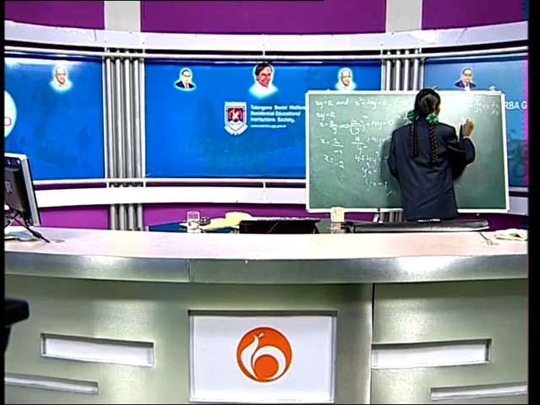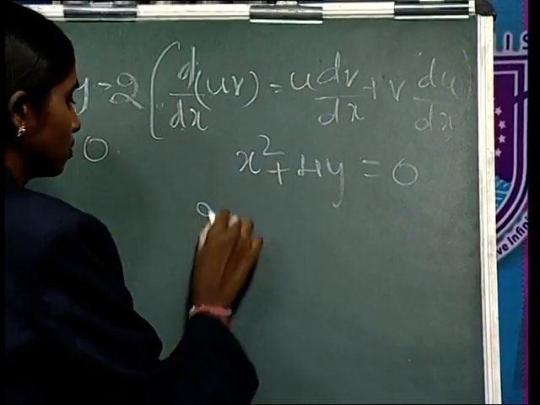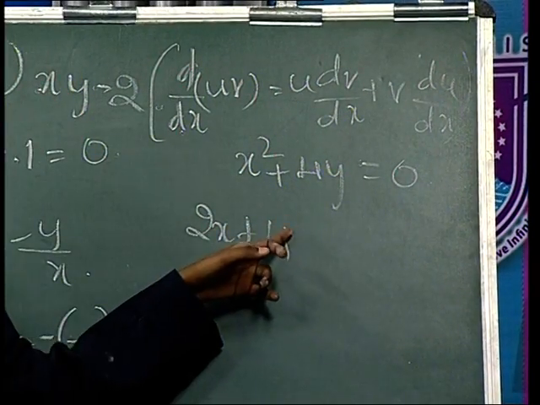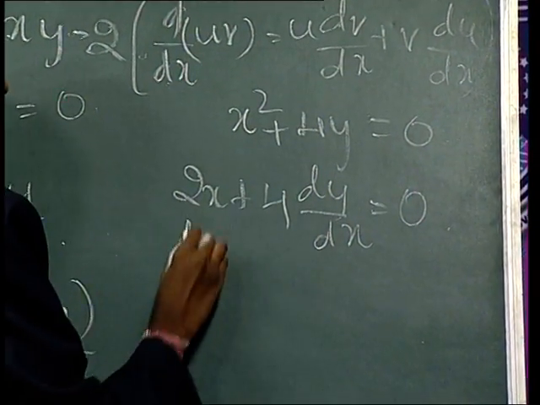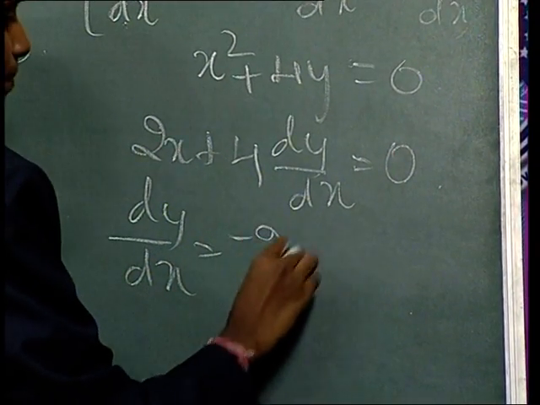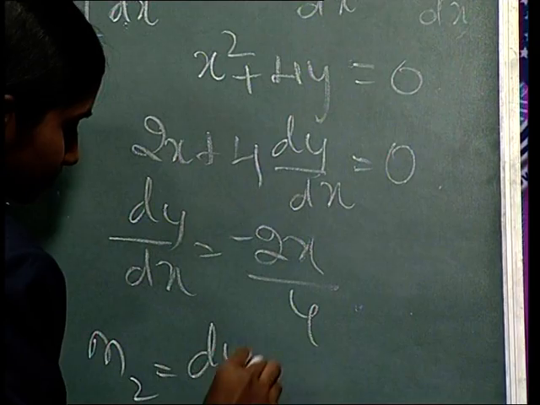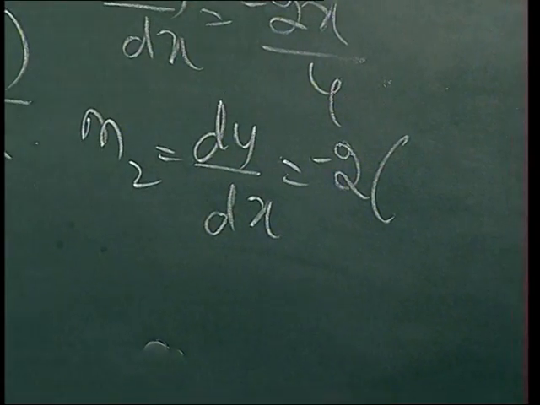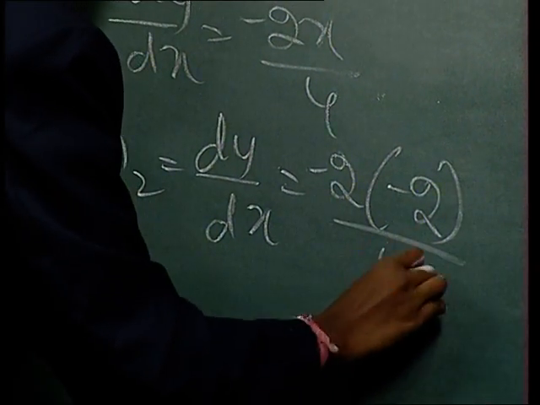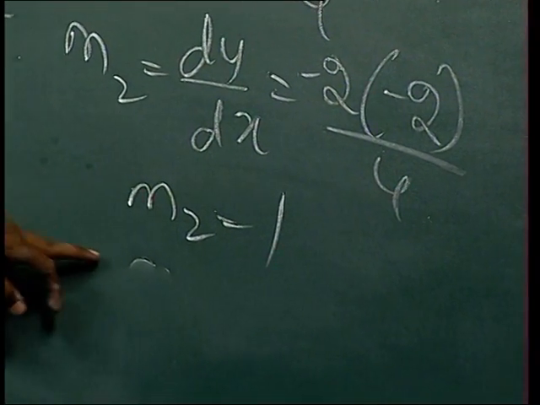Now next we have to differentiate the second curve also, that is x² + 4y = 0. The derivative of x² is 2x, plus 4 times dy/dx = 0, and it becomes dy/dx = -2x/4. The slope of the second curve is represented as m2. So m2 = dy/dx = -2 times x, at the point x = -2, so -2 times -2 by 4. So m2 is equal to 1, right. m1 is equal to -1/2 and m2 is equal to 1.